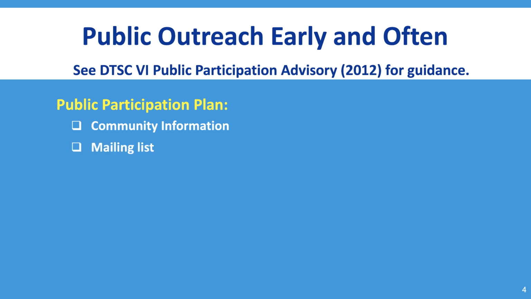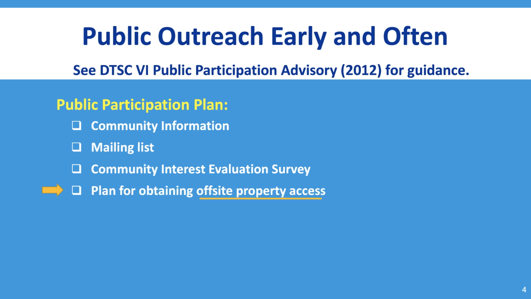The plan should also include a mailing list of all stakeholders. A community interest evaluation survey should be included in the plan as well. This survey is sent out to stakeholders to get a sense of their level of interest in the case and to better understand what specific concerns they have. There should also be a plan for obtaining off-site property access.